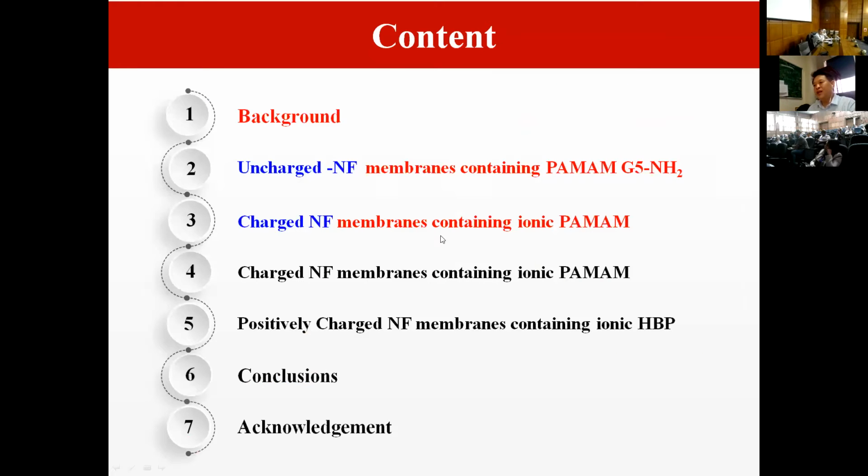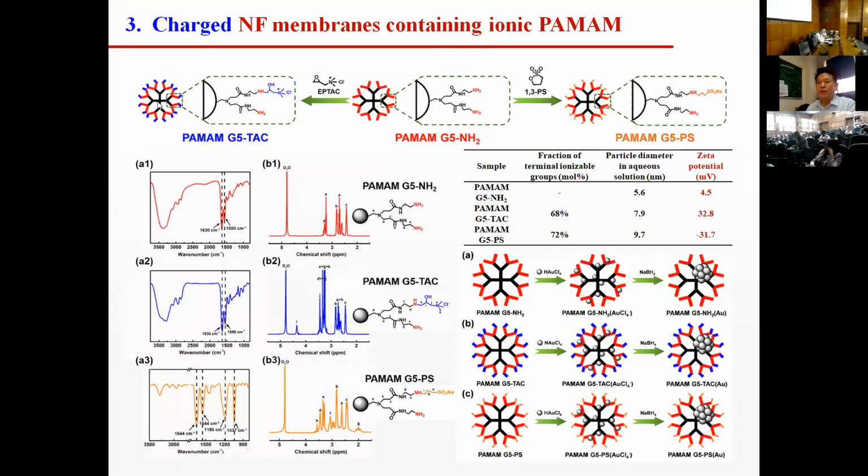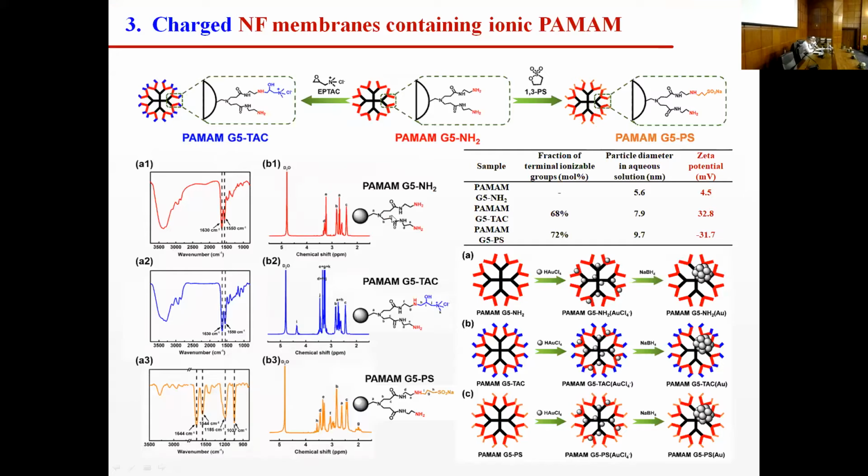So flux is one consideration for nanofiltration. Another consideration is to improve the selectivity. We know many nanofiltration membranes are charged membranes. How to realize the charge state of the nanofiltration membrane is a challenge. In our work, we start from the amino-based PAMAM. We can convert the outer amino groups to different charged states. For example, this is a cationic state and this is an anionic state. It is very easy to convert the PAMAM to different charged states.